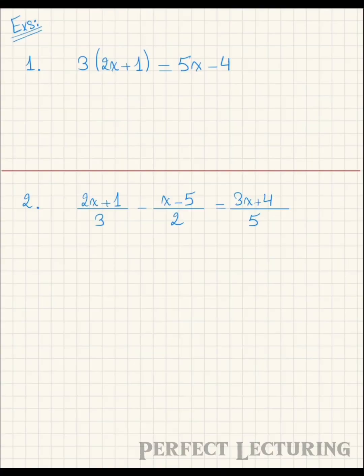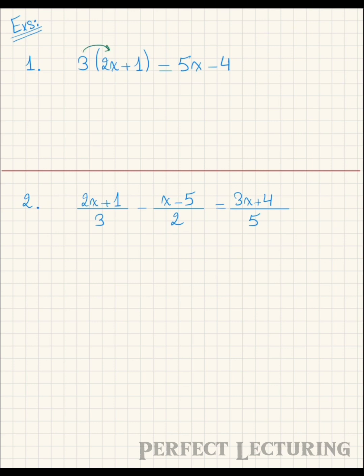In example 1, we have 3(2x + 1) = 5x - 4. The idea of solving an equation is simply to put all the terms containing the variable on one side and group all the terms which do not contain the variable on the other side. Let me show you what I mean by that.